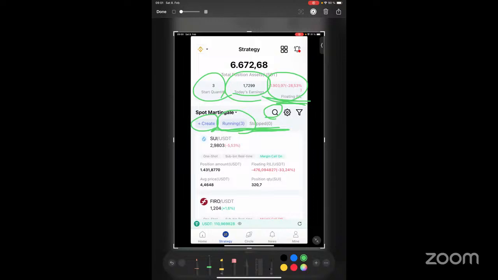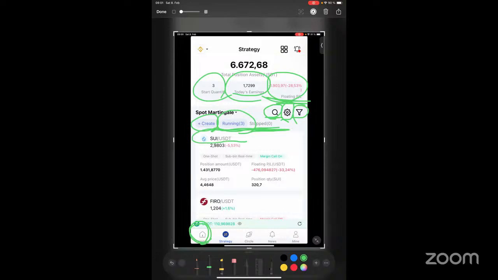The search is still here. You can still find it at the home. You still see it here. Use it when you want to search for a coin, so you don't have to come back to home. Then we have the badge settings and also the funnel here. They all have their own usage.